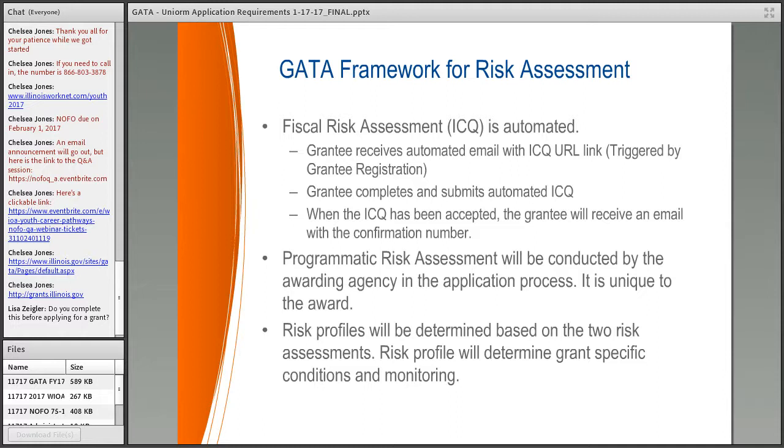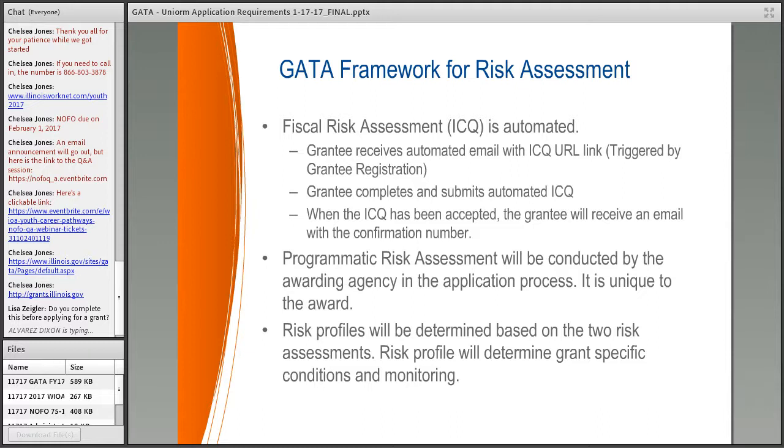The grantee will then complete and submit the automated ICQ, or risk assessment. When the risk assessment has been accepted, the grantee will receive an email with the confirmation number. So once you receive that email, and that will go to the contact that is listed on the registration form, you should keep that for future reference because it has your confirmation number, and it also has contact information in case you have any questions.